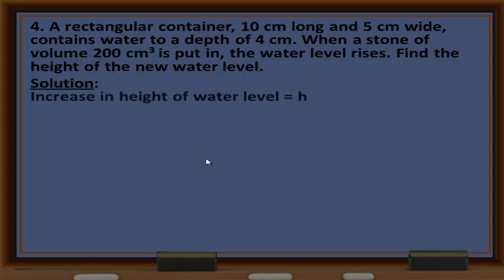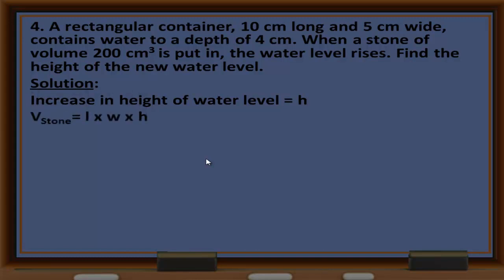Solution: Let us say H is the increase in height of the water level. Then the volume of the stone is length times width times height increased. Volume of the stone is 200, length is 10, width is 5 for the container, and height increased is H.